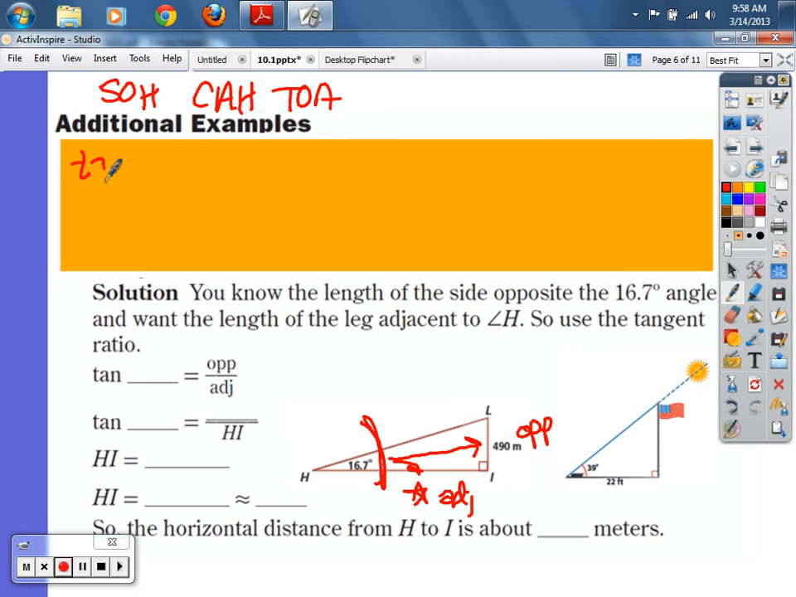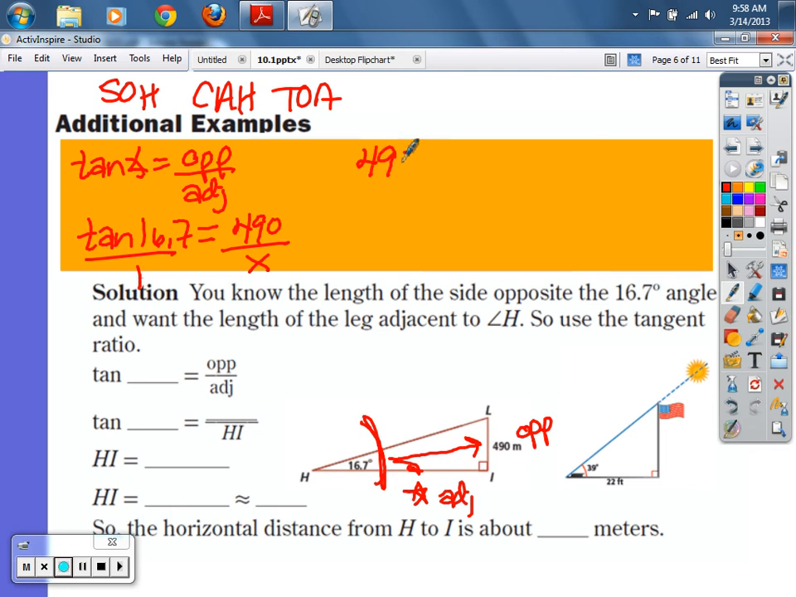So, tangent of the angle equals opposite over adjacent. Tangent of the angle is 16.7. That's just a number. Is opposite, which is 490, over adjacent, which is x. We don't know. Put it over 1. Cross products should be equal. 490 equals x times tangent of 16.7. 16.7 is just a number. Divide both sides by tangent of 16.7.